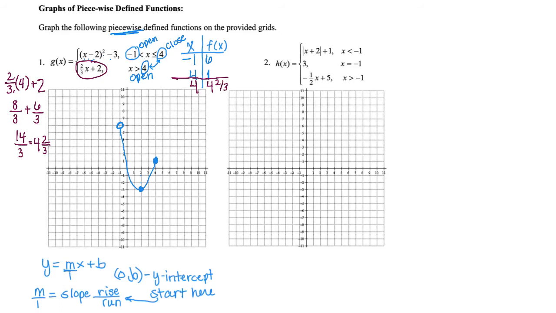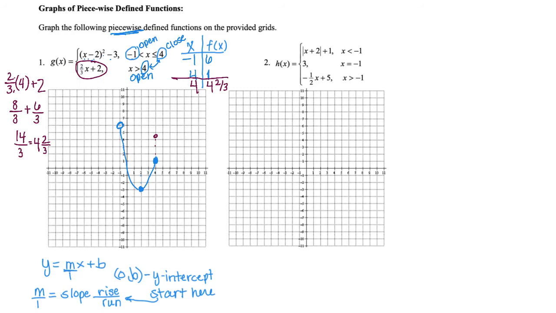So that's where you need to start with your line. So we're going to go to 4, and then we need to go 4 2/3. So we're going to go 1, 2, 3, 4, and then a little bit more and make an open circle. Now count off your slope.